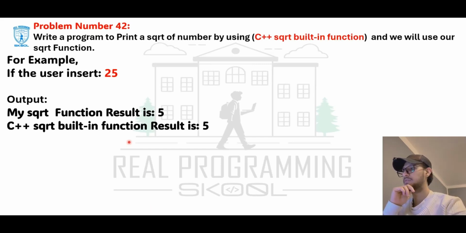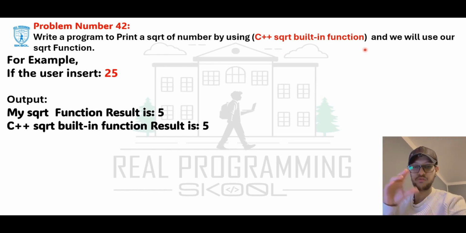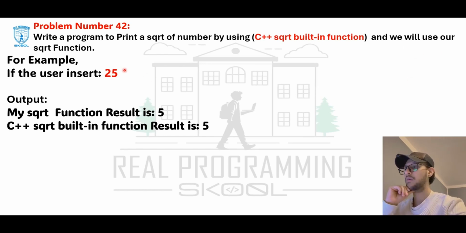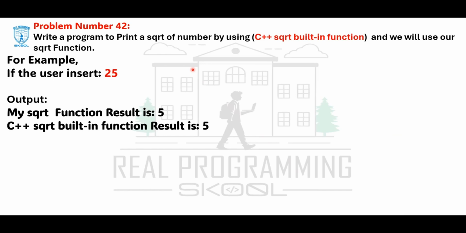Today we're going to have problem number 42. Write a program to print a square root, sqrt we call it, of any number that the user is going to insert. By using the C++ sqrt built-in function, we will use the built-in function that will give us the square root of any number. And we will use our sqrt function. We will create also a function that does the same as the C++ sqrt function.